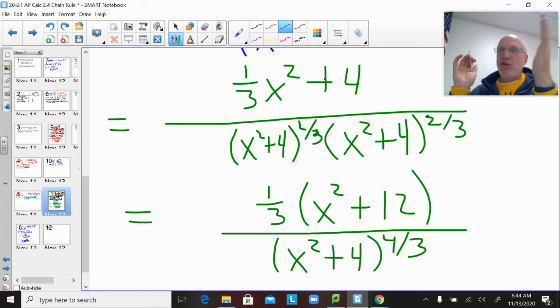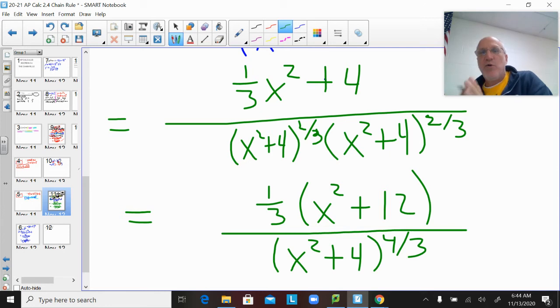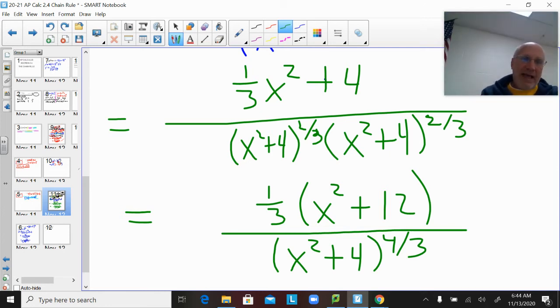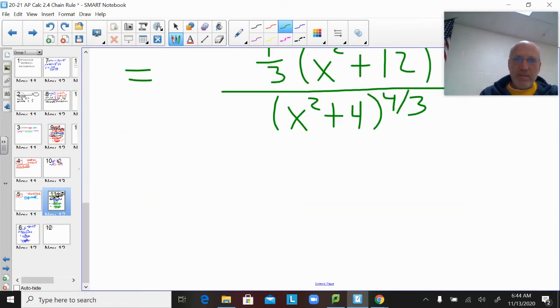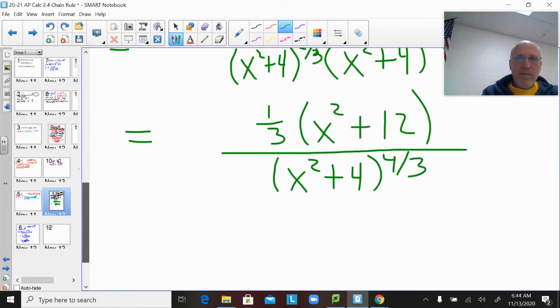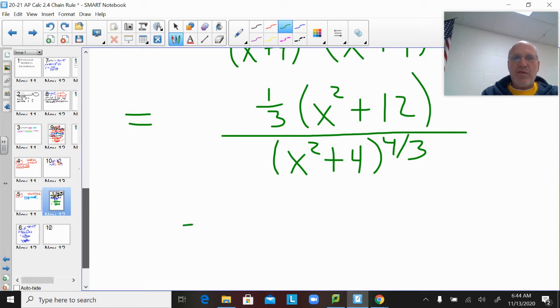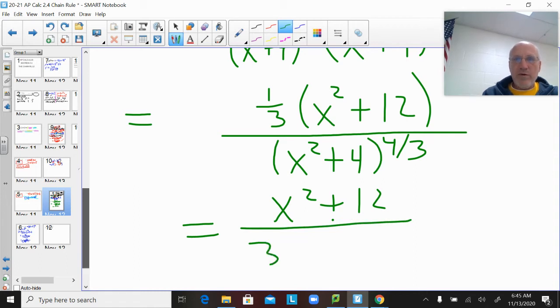That might not jump out at you, but to check that, I can distribute that 1/3 back in there, and I do get 1/3 x squared plus 4. And now, lastly, finally, the 1/3, I can move the 3 to the bottom. So I think this is x squared plus 12 over 3 times x squared plus 4 to the 4/3.